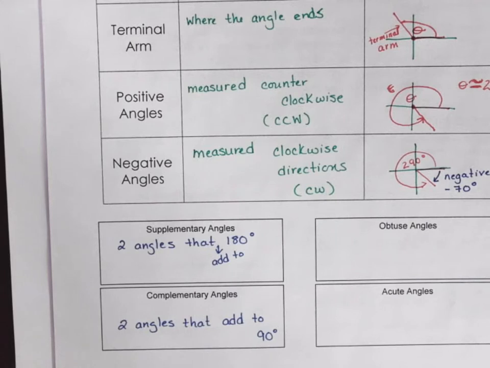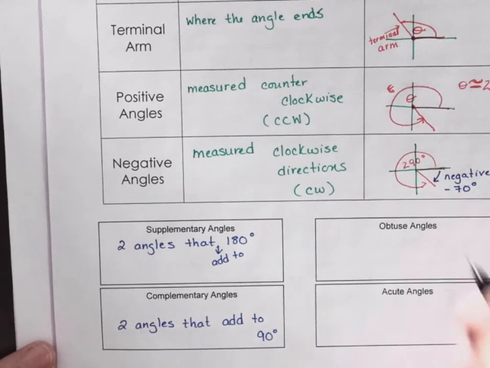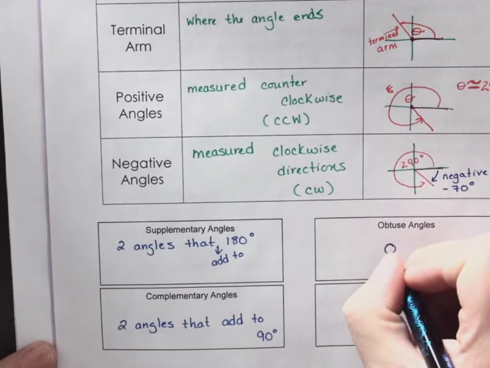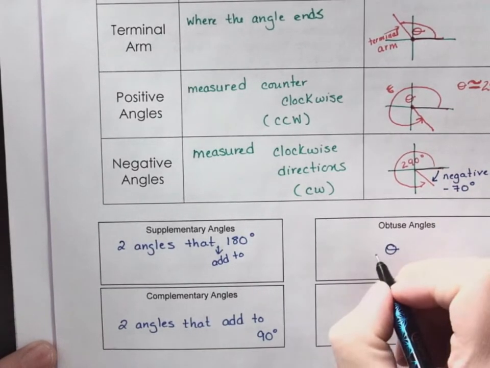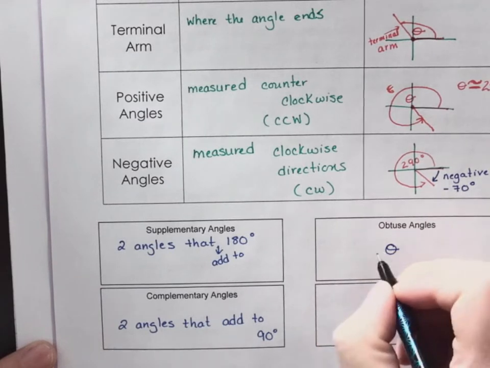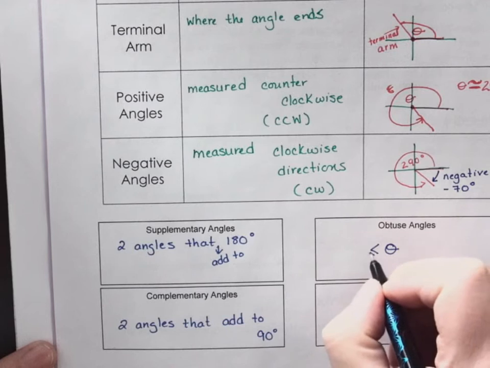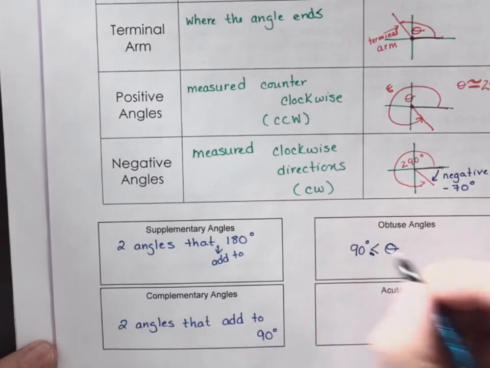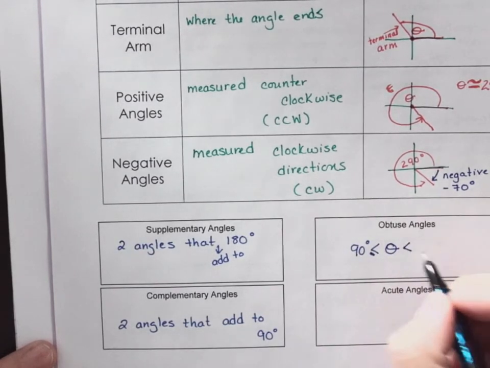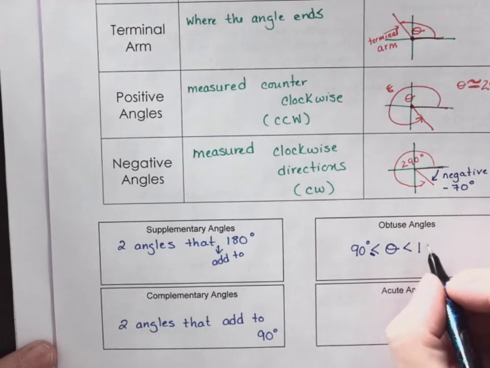Obtuse angles, you guys know what this is? Isn't it like past 90? Okay. 90 plus theta? So theta has to be greater than 90. Ooh, greater than 90, no equal sign there. But less than 180.